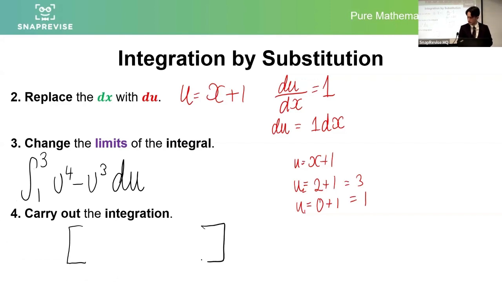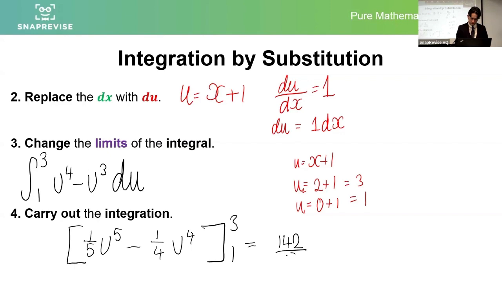Okay, so the integral we're asked to carry out is basically that. And because we've changed the bounds, we can literally just do this. It should be a much easier integral than we started with. And if we give that a go and we sub it in, I think, I'm just going to check, 142 over 5 is what we get. Do check it. Okay, cool. So I'll leave that there for us to check.